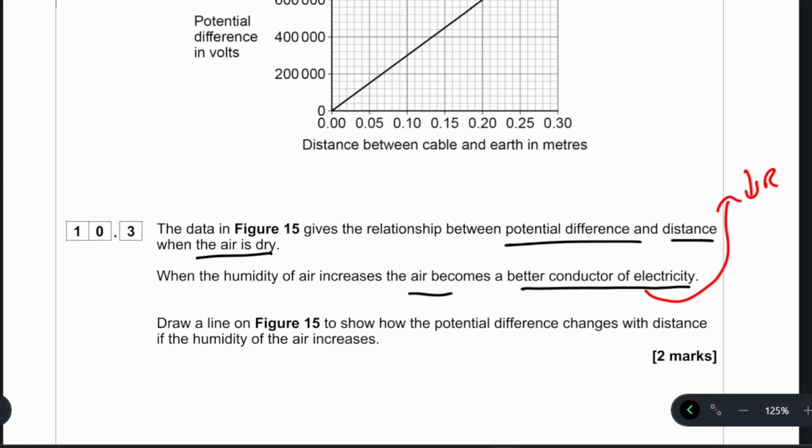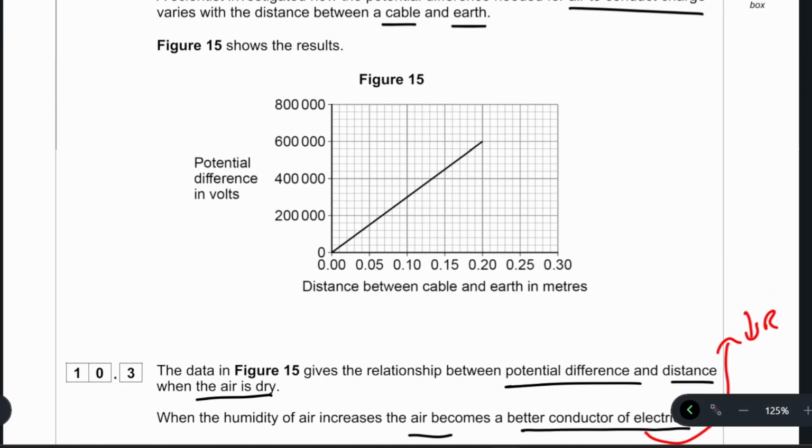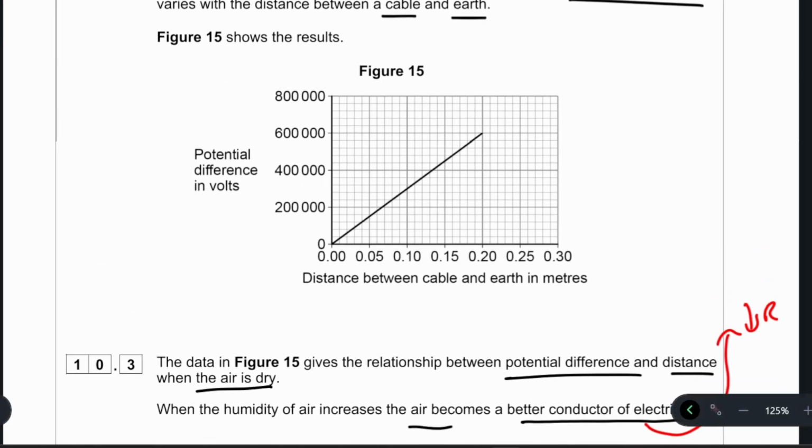So you want to draw a line on figure 15 to show how the potential difference changes with distance if the humidity of the air increases. Well, we just said that if the humidity is increased, the air becomes a better conductor. So what we'd expect is that the potential difference needed for it to conduct would be a lot lower.